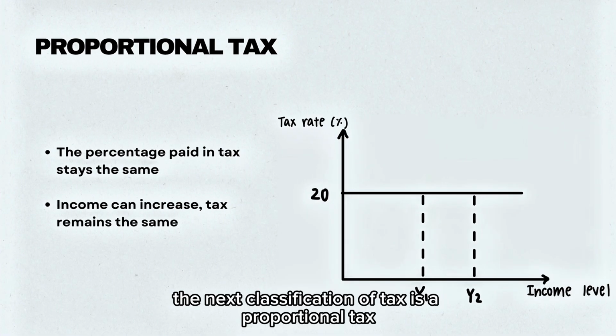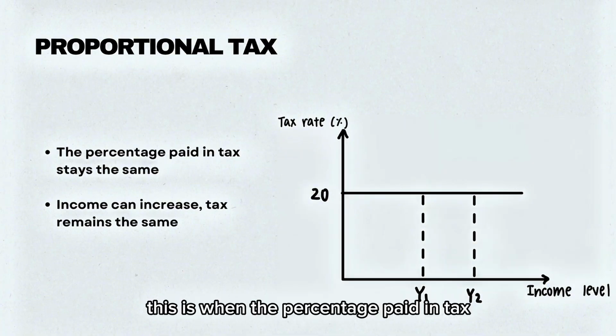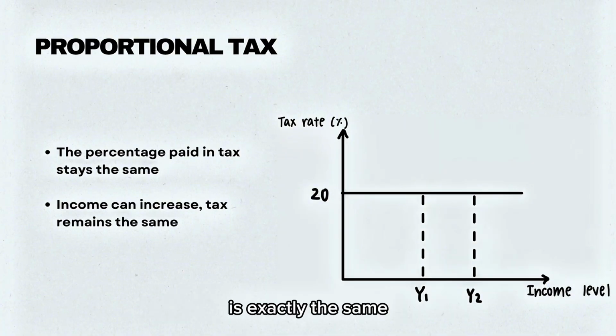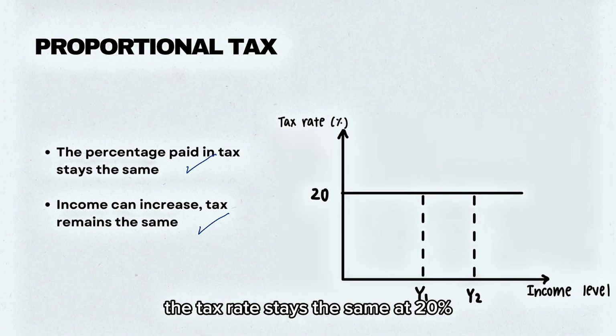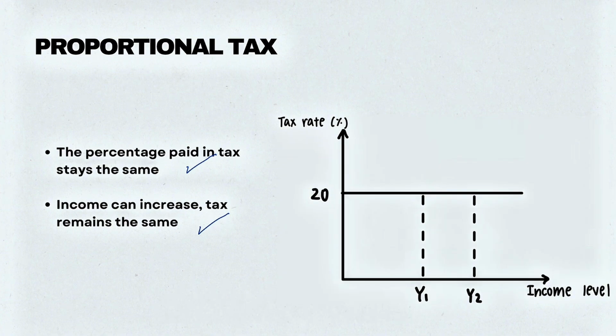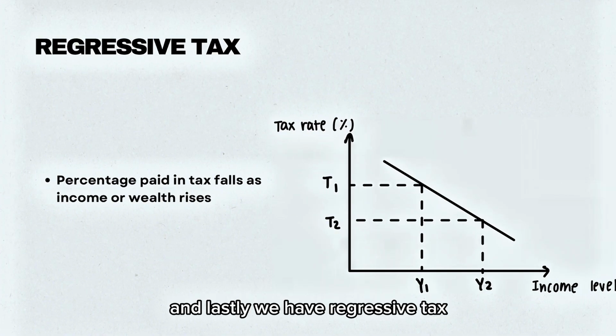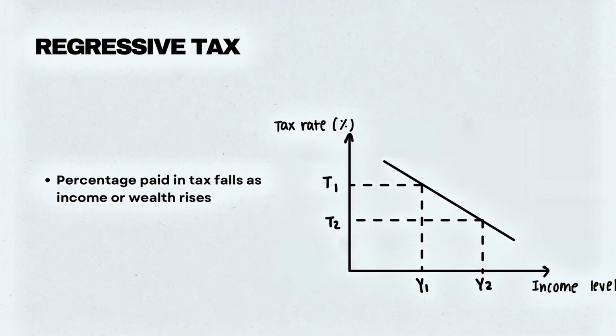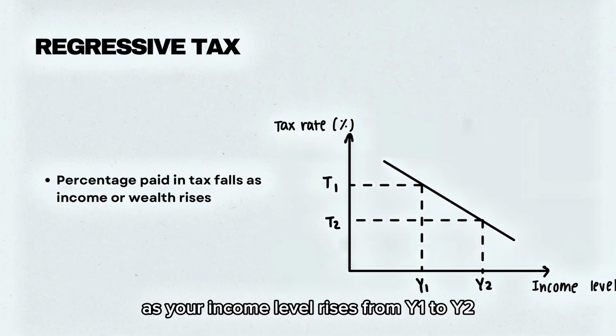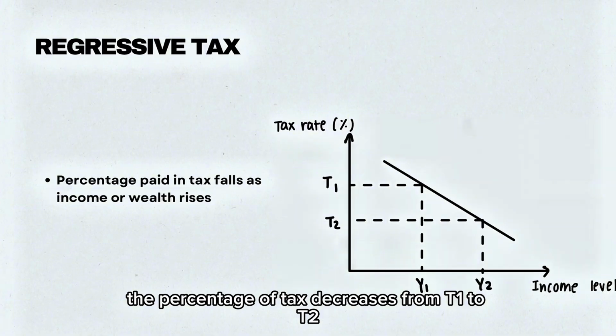The next classification of tax is a proportional tax. This is when the percentage paid in tax is exactly the same no matter what your income level is. For instance, if your income increases from Y1 to Y2, the tax rate stays the same at 20%. And lastly, we have regressive tax. This is when the percentage paid in tax falls as income or wealth rises. As your income level rises from Y1 to Y2, the percentage of tax decreases from T1 to T2.